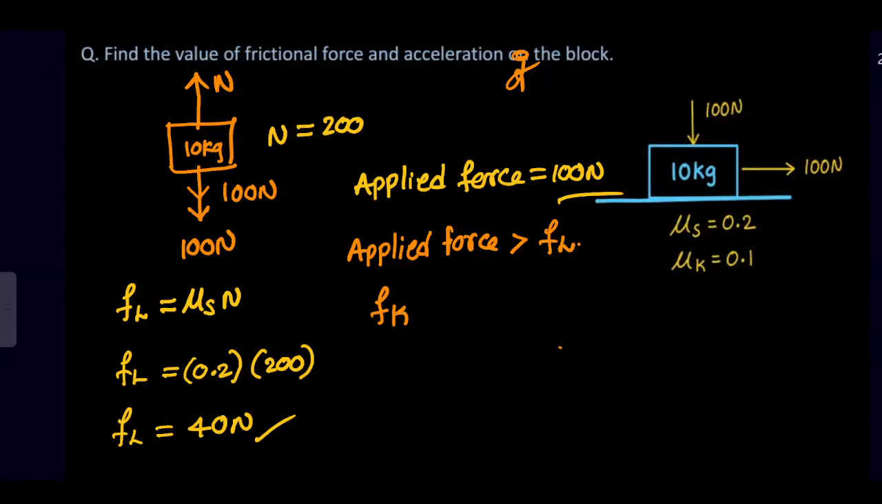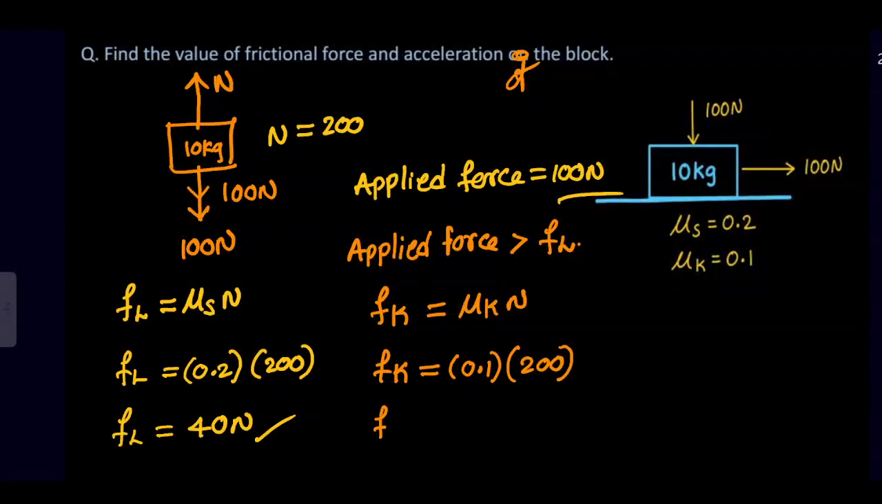How much is the kinetic friction now? It is equal to mu k into N. Since the body is in motion, it is kinetic friction. So Fk is equal to mu k value, how much now? 0.1 into N value, how much, you tell me now? 200. That is the Fk value, which is equal to how much now? 20. So this is the frictional force now.